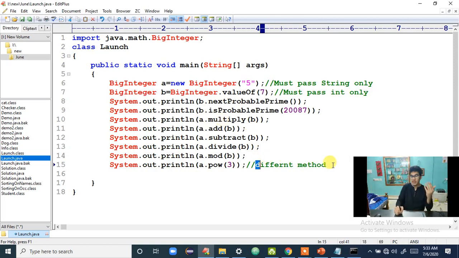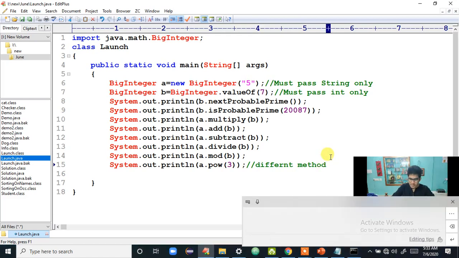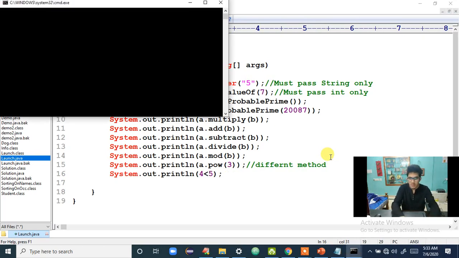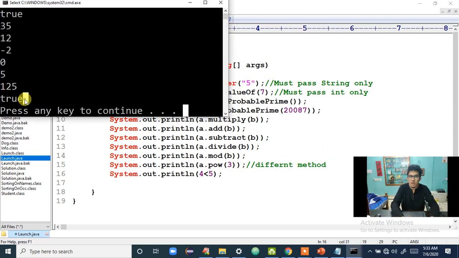Then there is a last method. The method name is compareTo. For example, how do you check whether A is greater or B is greater? If I tell it is 4 less than 5, it will tell yes, 4 is less than 5. So the answer will be true. Why? Because 4 is less than 5.